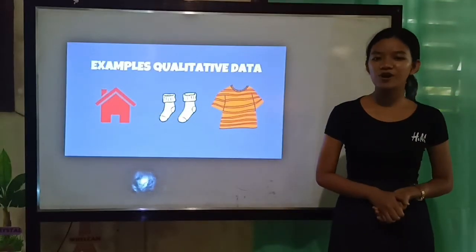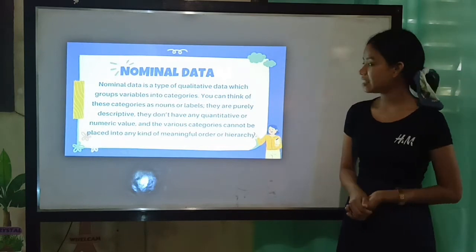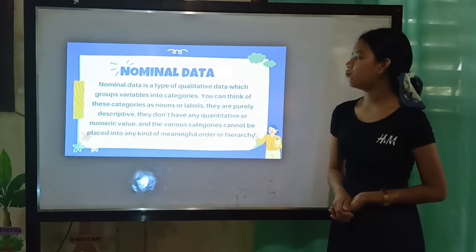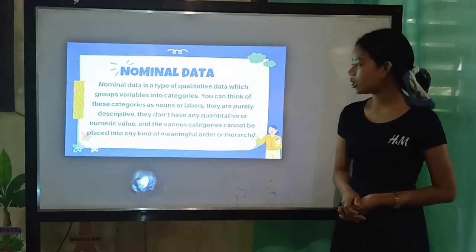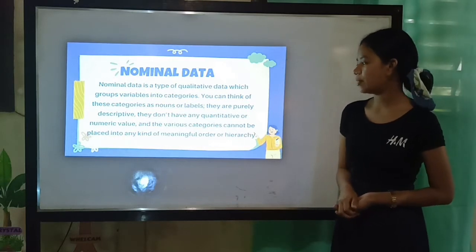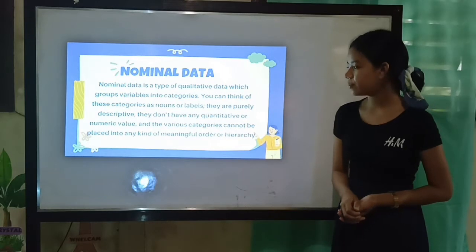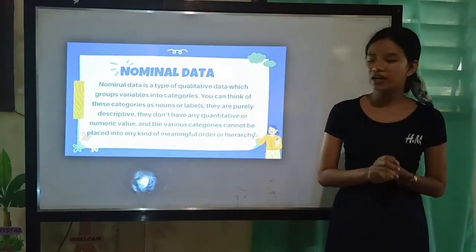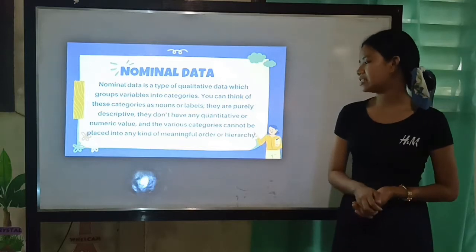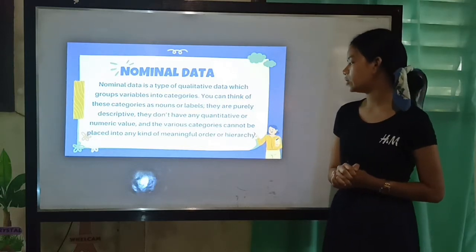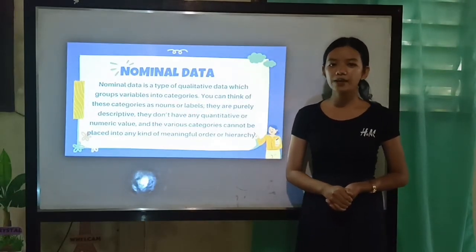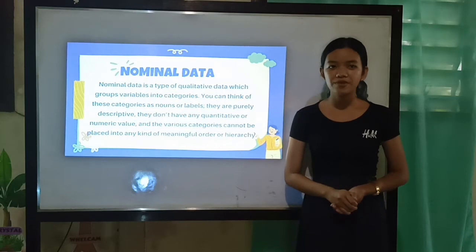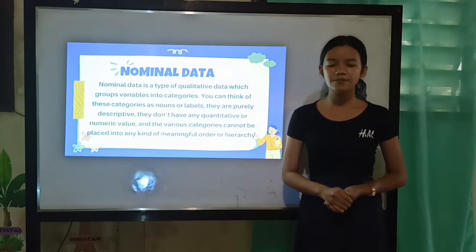So now, let's move on to nominal data. So what is nominal data? It's a type of qualitative data which groups variables into categories. You can think of these categories as nouns or labels. They are purely descriptive. They don't have any quantitative or numeric value. And the various categories cannot be placed into any kind of meaningful order or hierarchy. So, it is a type of data that is used to label variables without providing any quantitative value. Unlike ordinal data, nominal data cannot be ordered and cannot be measured.